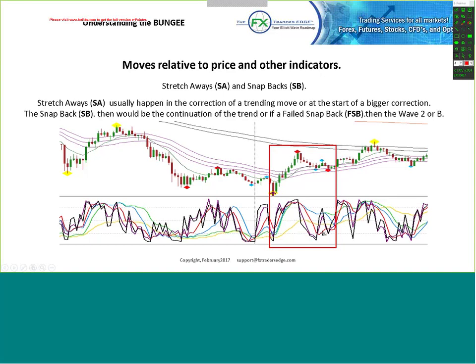In this case, it gives you a lot of confidence in what becomes a fill the gap trade. We had a stretch away for the price to wave element. We had a snapback for the retrace. And the snapback created a stretch away the opposite way. And then the subsequent snapback takes us higher for the fill the gap. And it just confirms the move, gives us a lot of confidence in it.